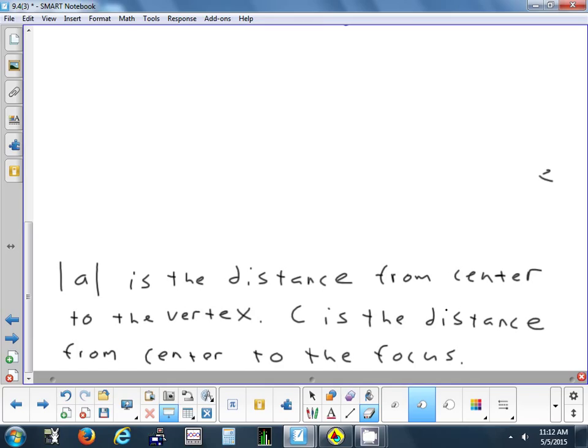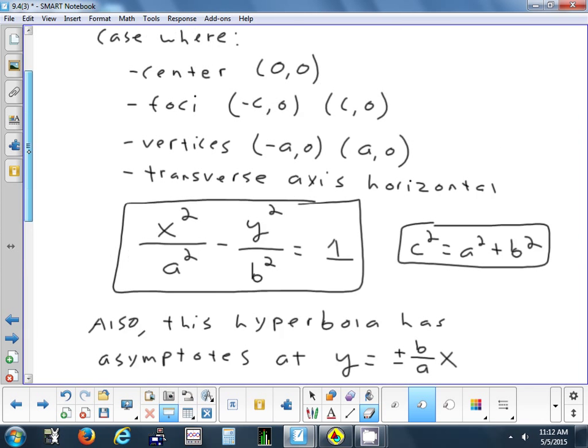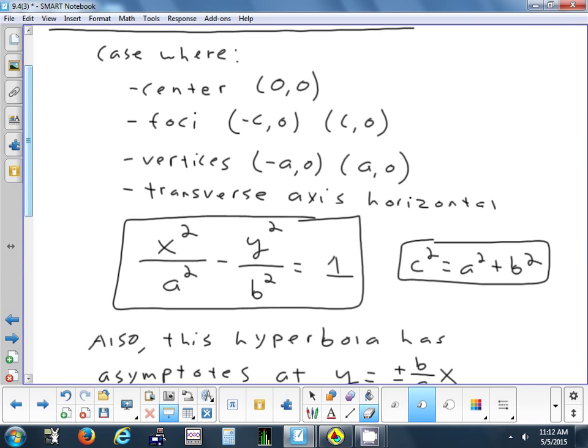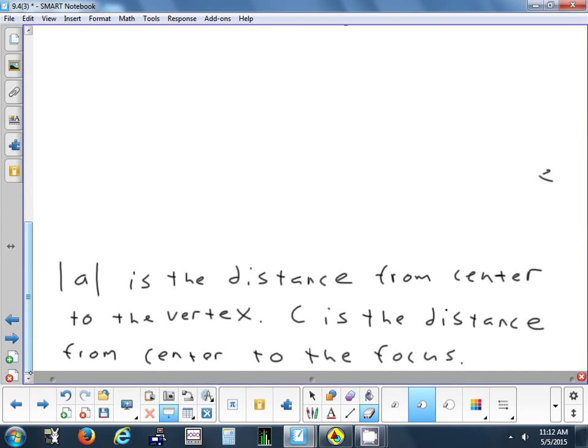A and C are exactly the same thing they were yesterday. So if you have that for an ellipse, it's not changing. The only thing I had to do is make sure I put absolute values around the A, because it is possible we get a negative today. But if you take the absolute value of A, that's the distance from the center to the vertex. C is the distance from the center to the foci. So just remember those two things. Same as an ellipse.